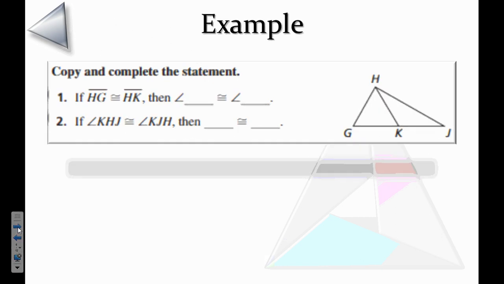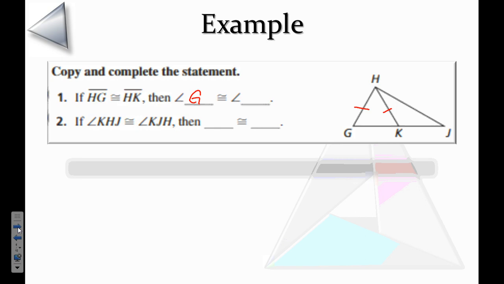All right, so here's another example. We have a total of 3 triangles here. A large triangle, and then 2 smaller triangles. And they want us to complete our statement here. So they said if segment HG is congruent to segment HK, then angle G is congruent to angle K.